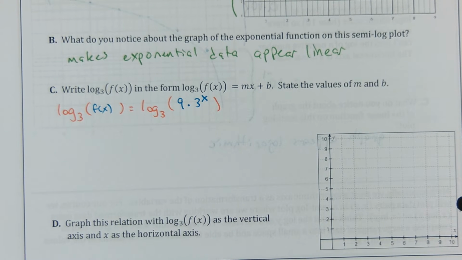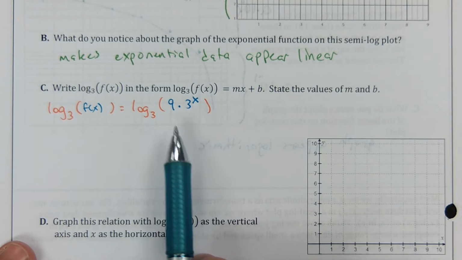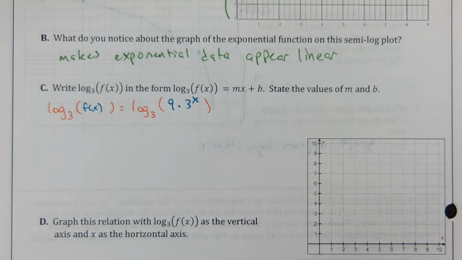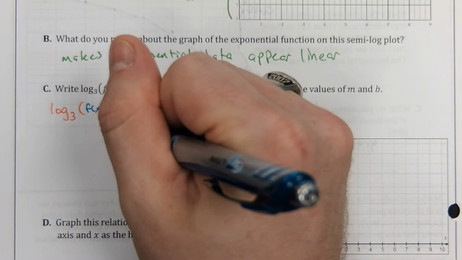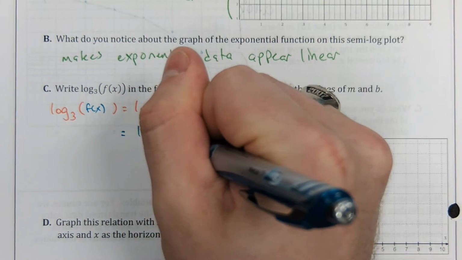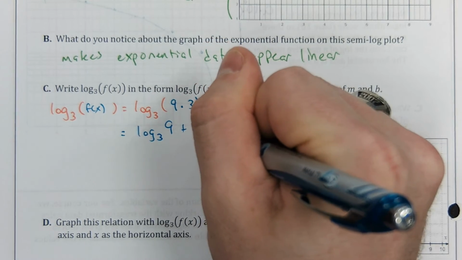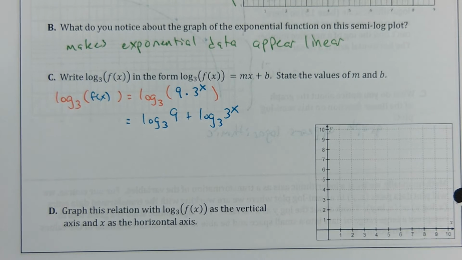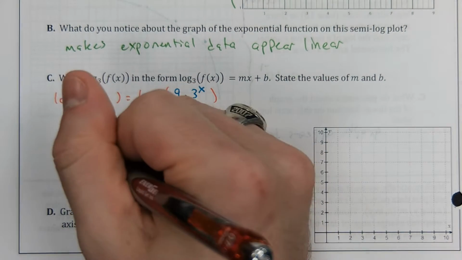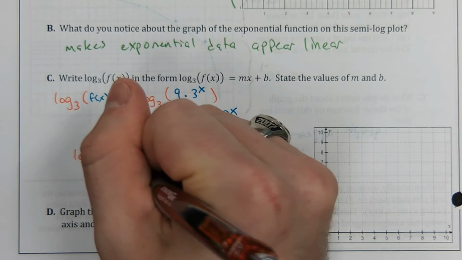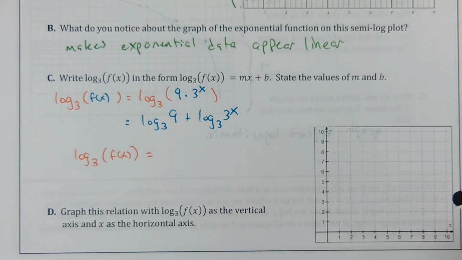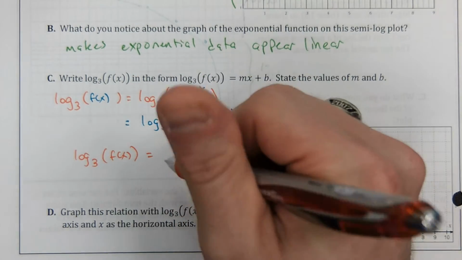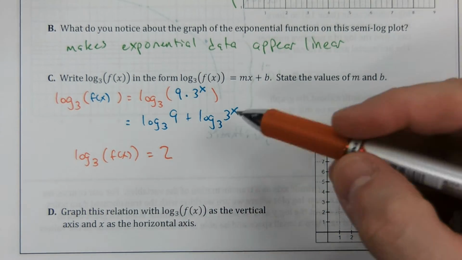Easiest way to do this is to expand the logarithm. Because I have a multiplication in the argument, I can say that this is log base 3 of 9 plus log base 3 of 3 to the x. What does log base 3 of 9 equal? We should all be able to easily identify that. 2, because it says what power of 3 gets me a 9? 2. And what happens here?